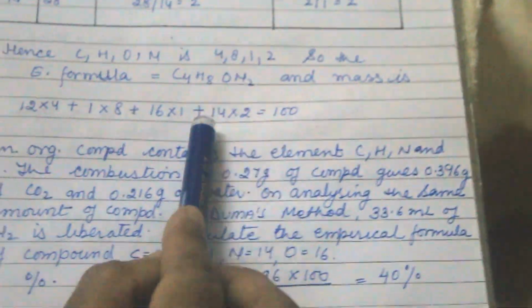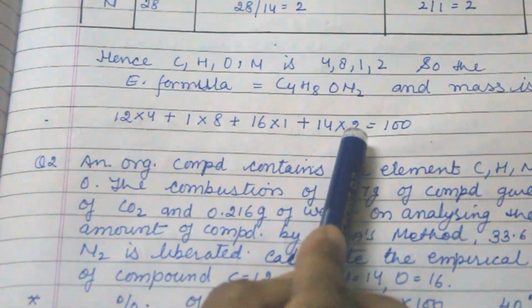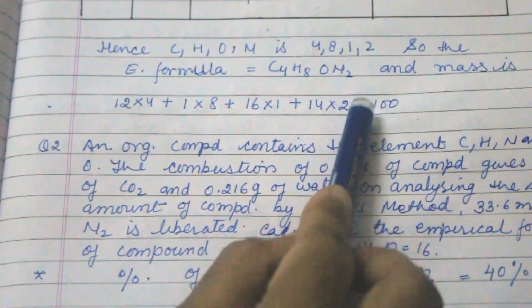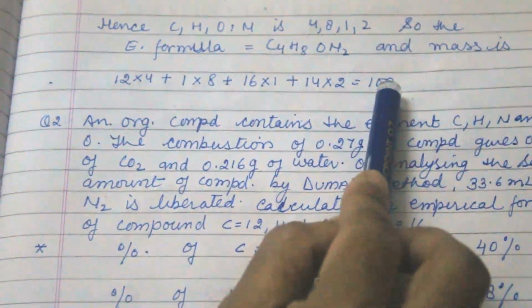Atomic mass of nitrogen is 14. So according to the formula, we multiply 14 by 2. We calculate all these things, add all the atomic masses, and we get 100.